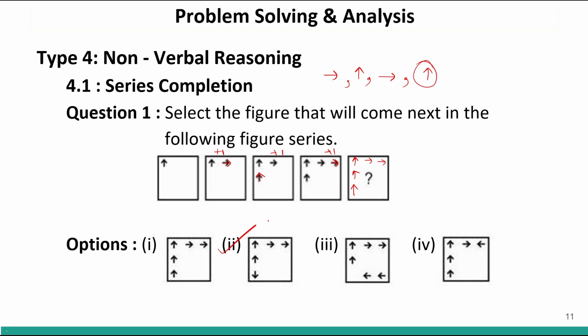Clear? Now, option number 1. Here you can see this was facing downwards. I missed it. Here everyone is facing upwards. All the arrows are facing upwards. And these two are facing outwards. So option number 1 will be your correct answer. This you have to keep in mind.